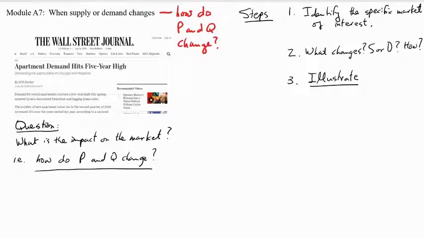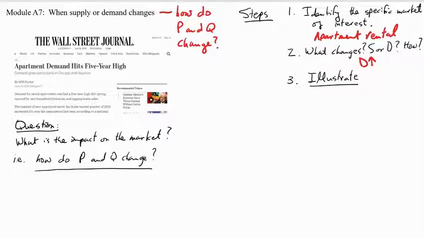First, to identify the specific market, we see in the first sentence of the article that it's referring to the demand for rental apartments. So apartment rentals is the market that we are interested in looking at. Clearly, it's a change in demand that we're looking at as well, apartment demand, and it hits a 5-year high. So that means compared to several years ago, we have demand which has increased. Now it is time for us to illustrate what has happened given this increase in demand.